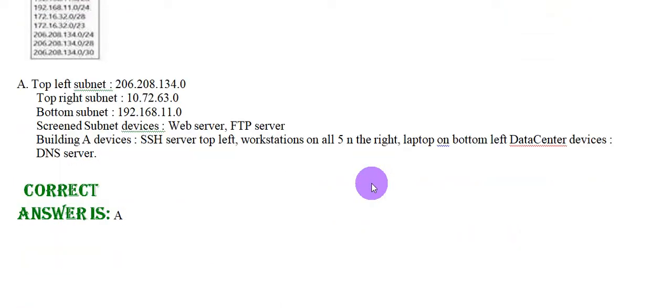Now, look at the top left subnet, top right subnet, bottom subnet, screen subnet devices and building devices. Also look at the top and bottom left data center devices, DNS server. The correct answer is A.